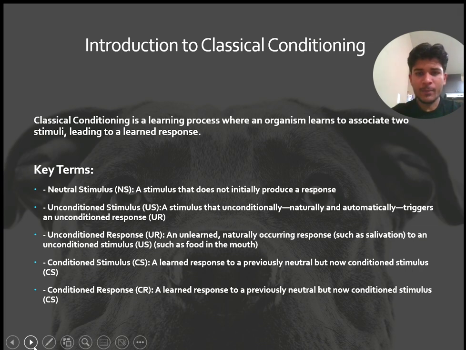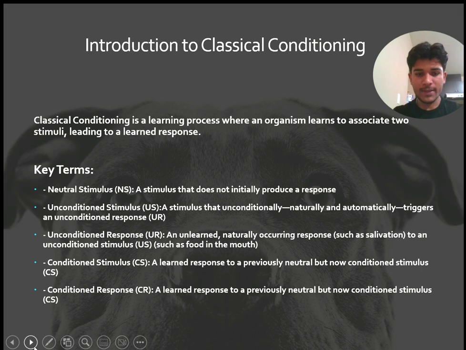Before starting Pavlov's experiment, I think we have to clarify some key terms and definitions, through which we can easily understand Pavlov's experiment. Okay, let's start. The first term is the neutral stimulus. Neutral means zero, or nothing. Stimulus means the thing which produces a response. So a neutral stimulus is a stimulus that initially doesn't produce any kind of response.